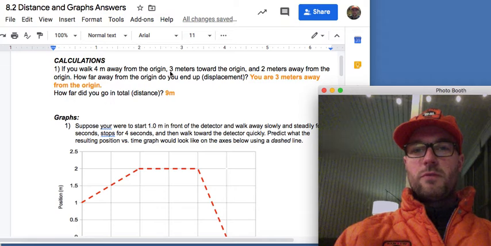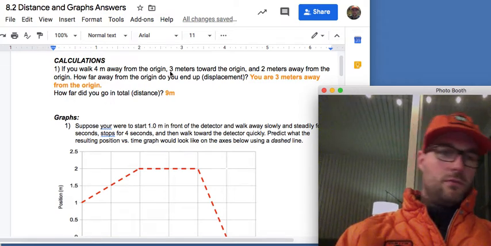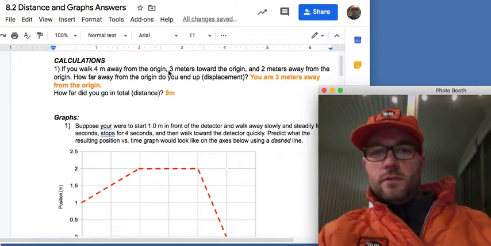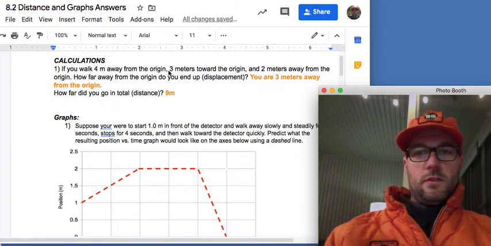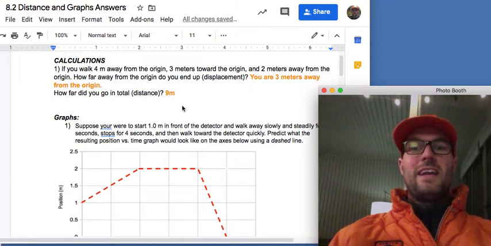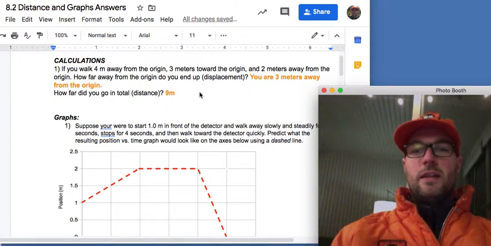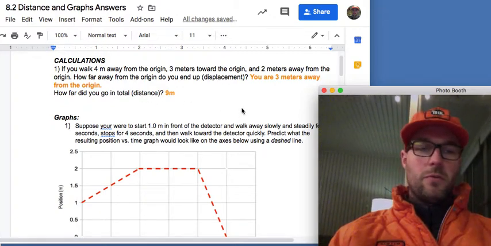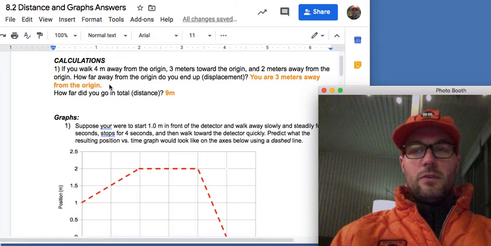You walk 4 meters away from the origin. Then you walk 3 meters towards the origin. Then you walk 2 meters away. How far are you? 3 meters away. Total, you went 9 meters. Okay, that's the whole displacement versus distance thing that you wrote about in the original 8.1.